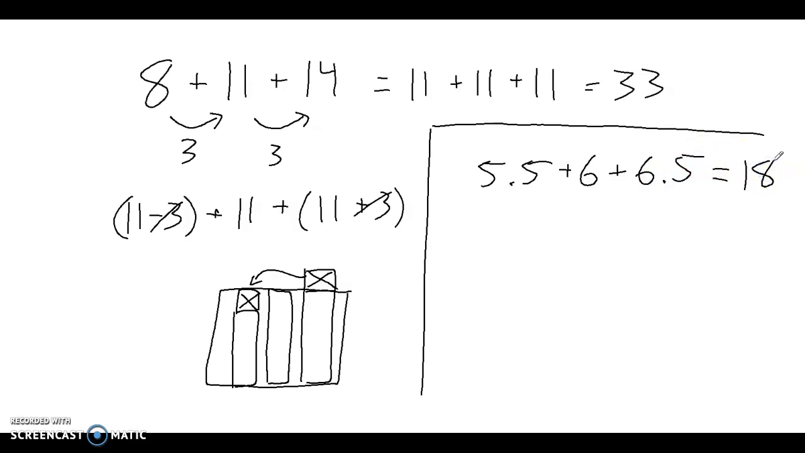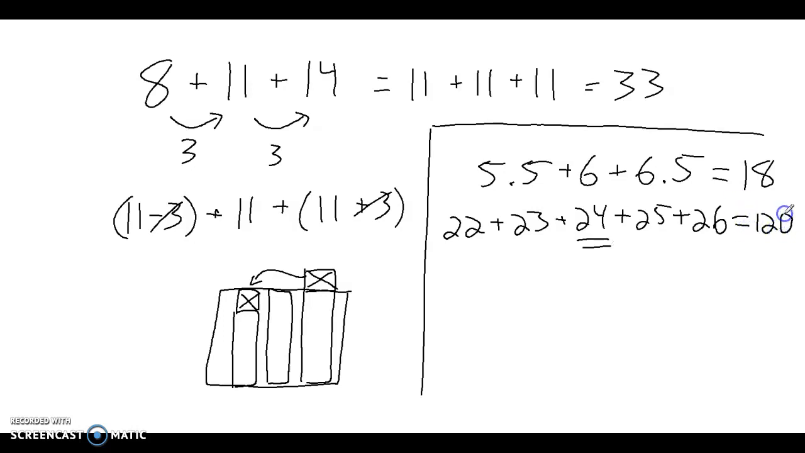This trick also works really well if you want to add up 5 numbers in a row that are all equally spaced. So suppose we want to know 22 plus 23 plus 24 plus 25 plus 26. Well, that's 5 numbers. The middle one is 24. So we just need to do 5 times 24. Well, that's going to be a half of 24, which is 12 times 10, so 120.